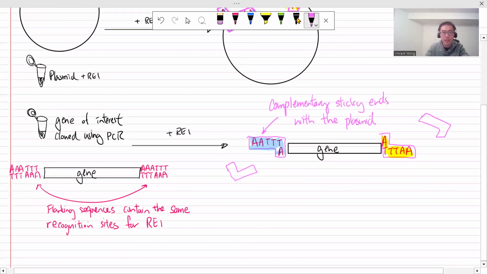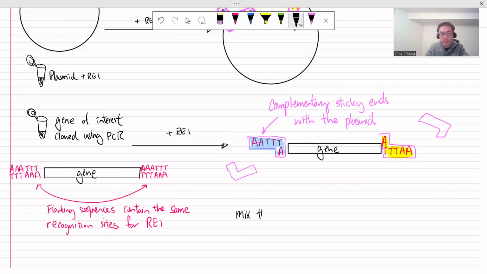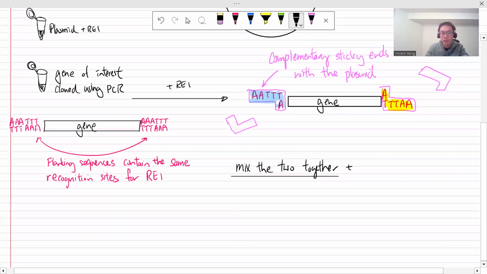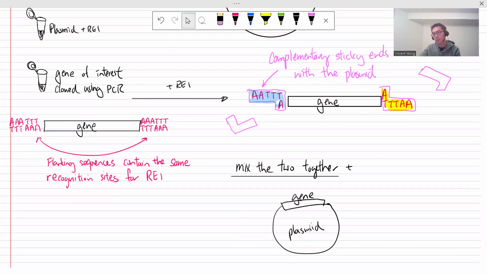So finally, you mix the two together, and then you add glue. Then you have the gene that goes in, and this is the plasmid. What's the glue that sticks things together in DNA? Anybody remember the name of the enzyme that would stick it together? What is it?